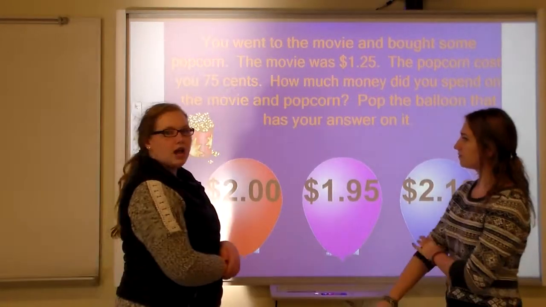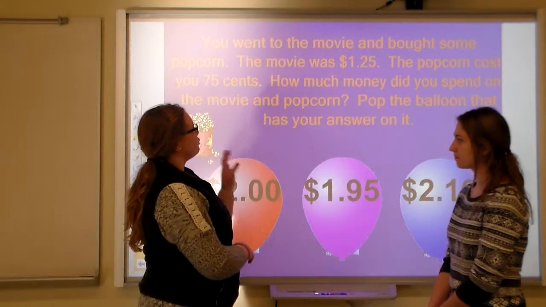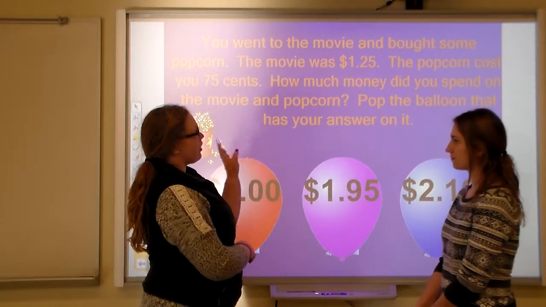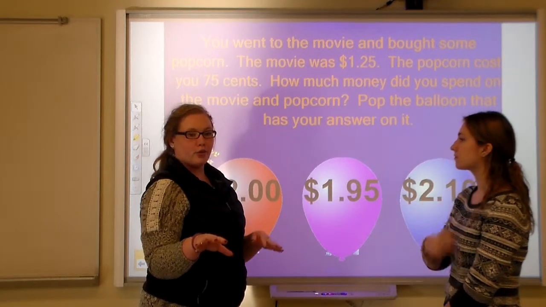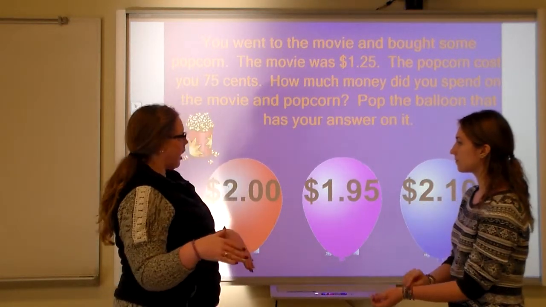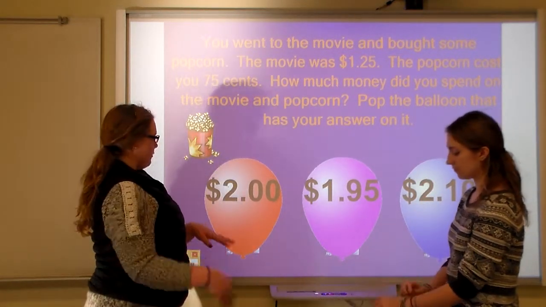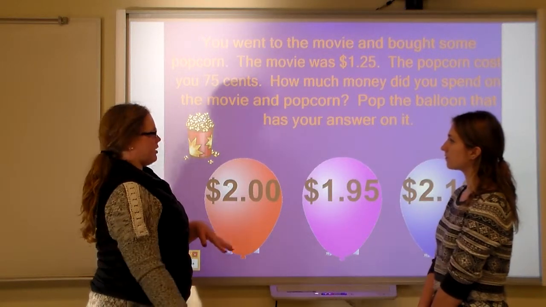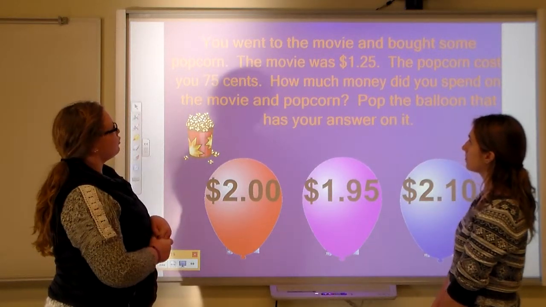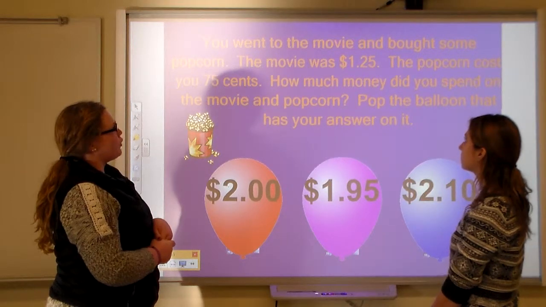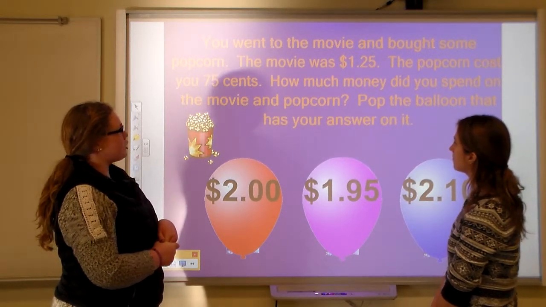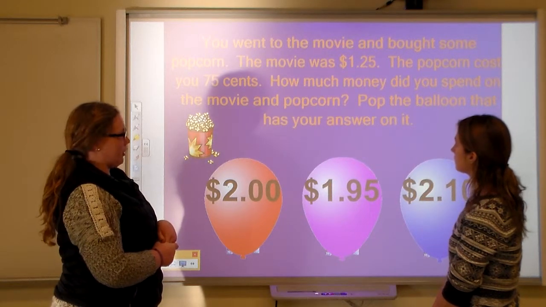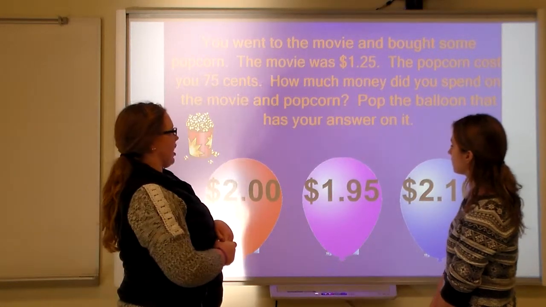All right, now we're moving on to some word problems. We'd read these word problems together out loud as a class, and we'd give the students some time to solve the problem on their own, and then we would have a student come up after they've had a chance to solve it and click on the balloon that they think is right. So our first one is, you went to the movie and bought some popcorn. The movie was $1.25. The popcorn cost you 75 cents. How much money did you spend on the movie and popcorn? Pop the balloon that has your answer on it.